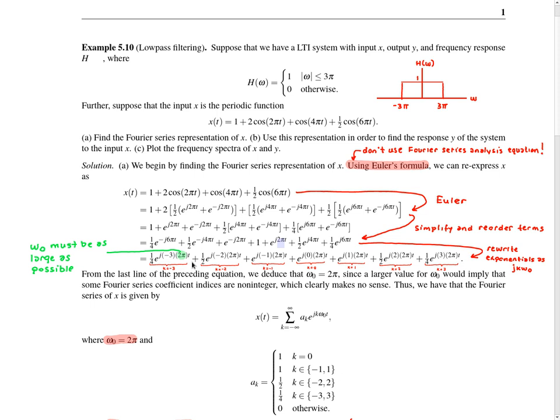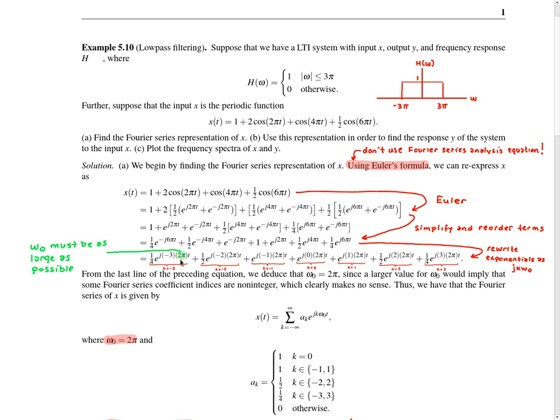So as it turns out, if we try to perform this factorization, the largest value that we can choose for omega naught, such that the k values that we get in all of the terms, so for example -3, -2, and so on, are integers, is 2 pi. If we choose any larger value, then some of the values that we get for k in these various terms here will not be integer, which we know clearly must be wrong, because the Fourier series coefficient index by definition is always an integer value.